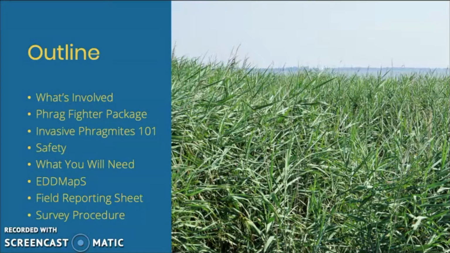Then we'll go into a bit about safety when conducting these surveys. Then we'll go over what you'll need to effectively conduct the surveys. And then we'll go over how to report the Phragmites that you find. So we're going to give you two options to do that, either with the EdMaps Ontario reporting app or through a field reporting sheet, both of which we'll go over. And then finally, we'll go over the actual survey procedure.